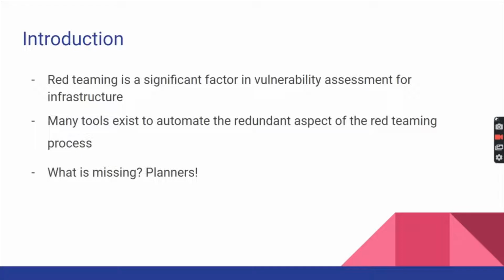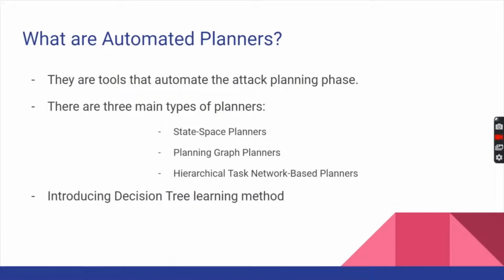Many tools exist to automate the redundant aspects of this process, but something is missing to enhance the automation of this process. So what is missing? Planners. Now you may be asking, what are planners? Well, planners are tools that automate the planning phase of events, and in our case, it is red teaming.